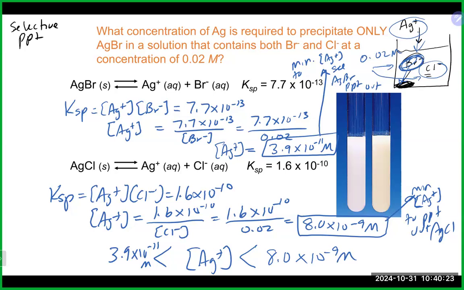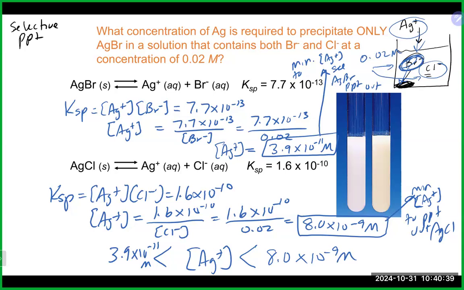And by controlling the silver concentration, you could selectively go in there and just grab out the bromide ions as silver bromide. And once you've done with that, you could then go in there and grab out the chloride ions as silver chloride. Question on that there.